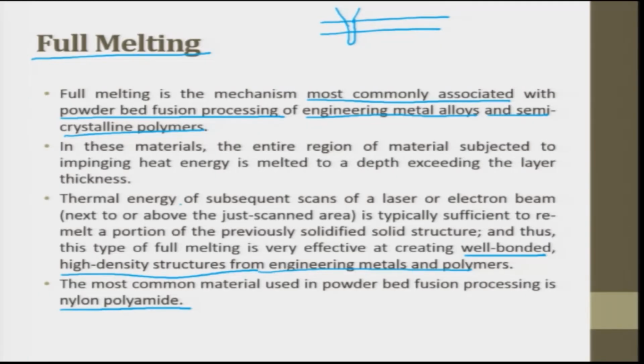So, the thermal energy of the subsequent scan of a laser or an electron beam. So, you can use electron beam, but the only advantage of laser is it can be used even in a vacuum or non-vacuum system, whereas an electron beam pushes you to use a vacuum system. It is typically sufficient to remelt a portion of a previously solidified structure, and thus this type of full melting is very efficient at creating well bonded, high density structures for engineering metals and polymers.